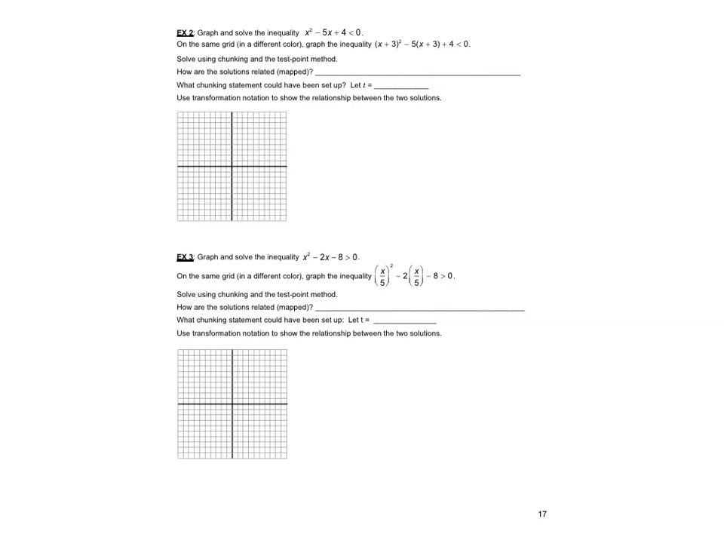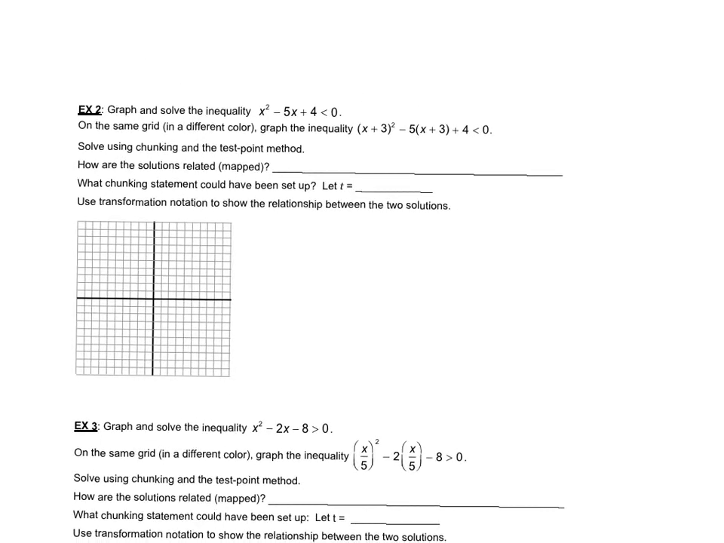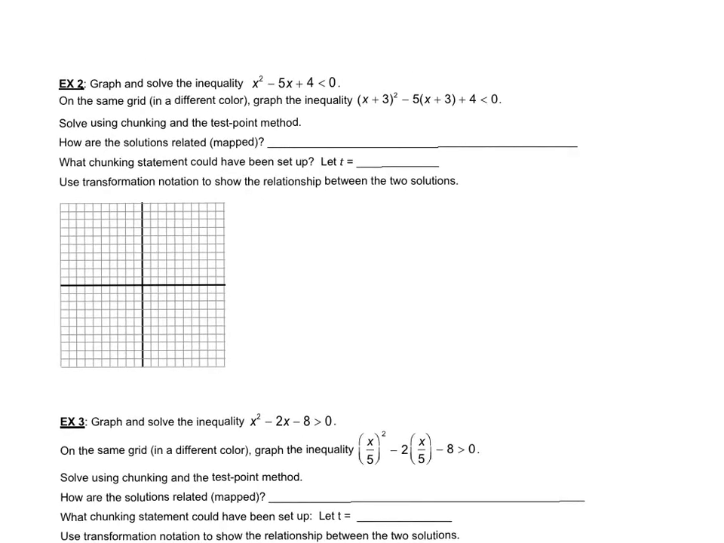Okay, so looking at this one, I just want to graph and solve this inequality, and then we'll look at the transformation. So this inequality right here, we want to know when that quadratic is less than 0. So let's think about what that quadratic looks like. So we've got x squared minus 5x plus 4. And we want to know when it's less than 0.